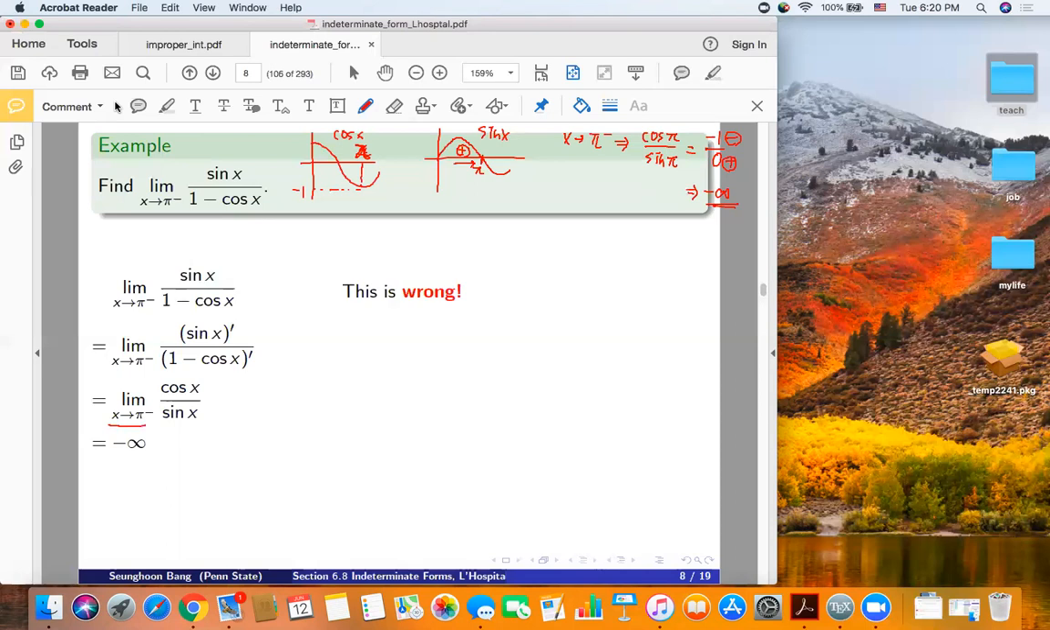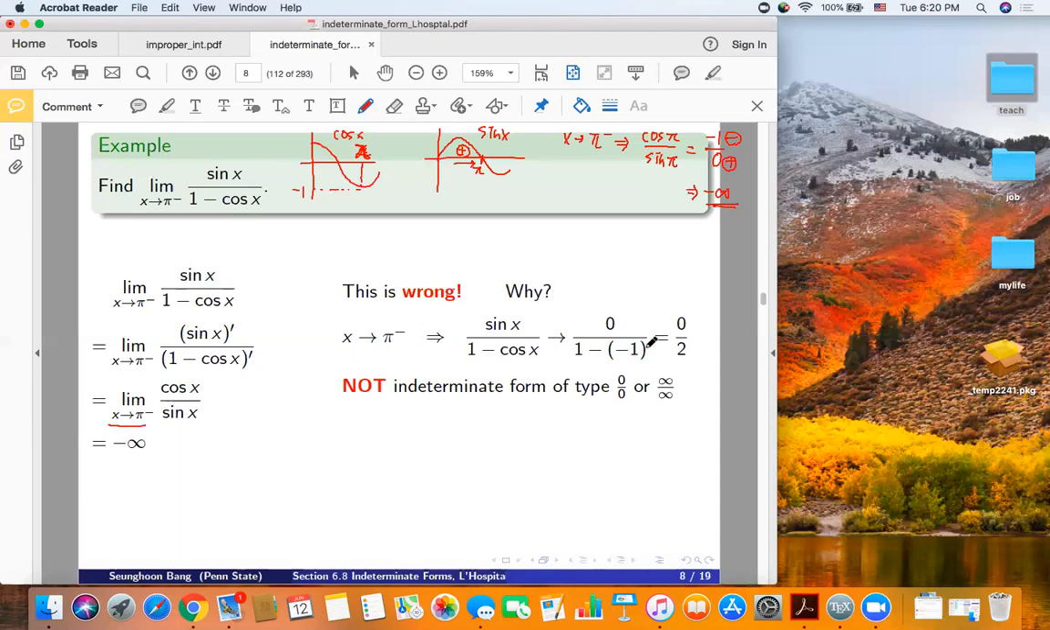Unfortunately, no. Why? Here, the x value approaches pi from the left. What happens? Sine x over 1 minus cosine x. You plug pi into the top and the bottom. Sine pi is 0. Plug pi into here, cosine is -1. Exactly 0 over 2. The 0 over 2 is not an indeterminate form. What does it mean? Don't use L'Hopital's rule.